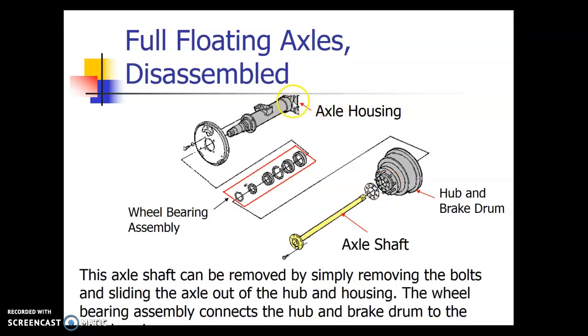So it links it. The differential turns the axle, which comes out through the hub, goes through these bolts, and it spins the hub from the outside. The cool thing about this, again, is that you can unbolt the axle right there.